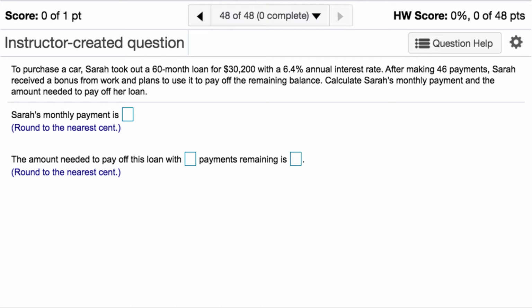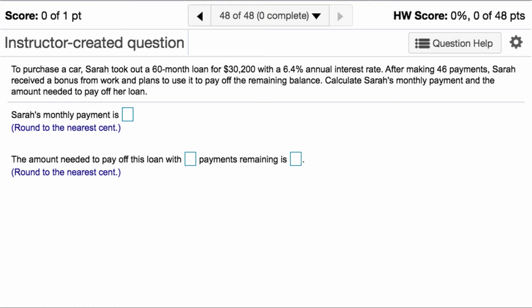All right, so to purchase a car, Sarah took out a 60-month loan for $30,200 with a 6.4% annual interest rate. Then after making 46 payments, Sarah receives a bonus from work and plans to use it to pay off the remaining balance. We want to calculate Sarah's monthly payment and the amount needed to pay off her loan.